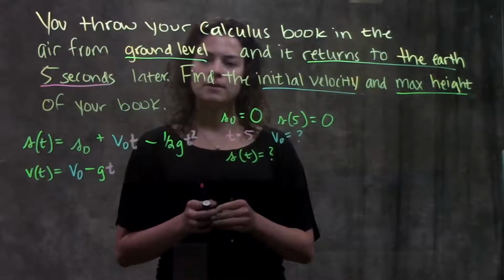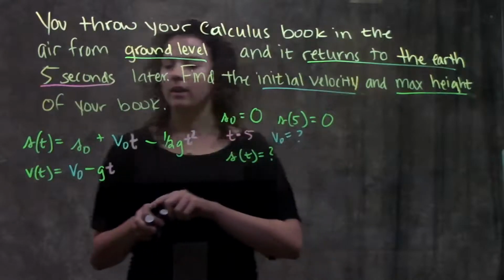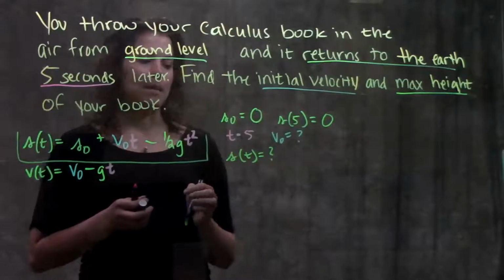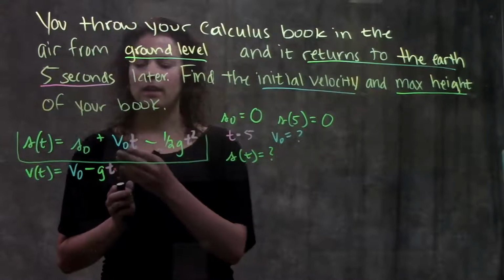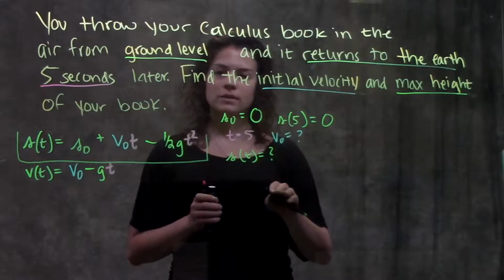Okay, there's a couple of different ways you could approach this problem, but I'm going to solve it using this first function here. Since they're asking for a position, I have to use a position function. And since we're also looking for v0, this function works for that too. Okay. So I have two unknowns that I'm looking for.